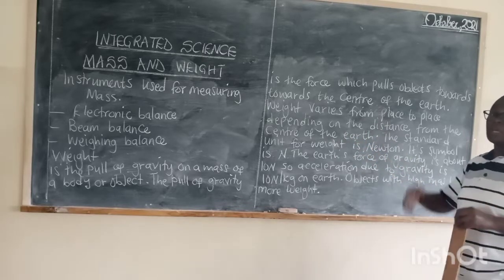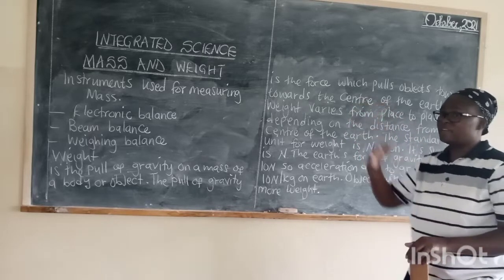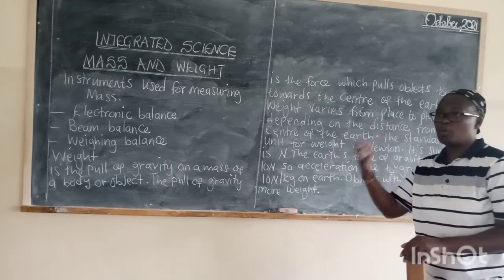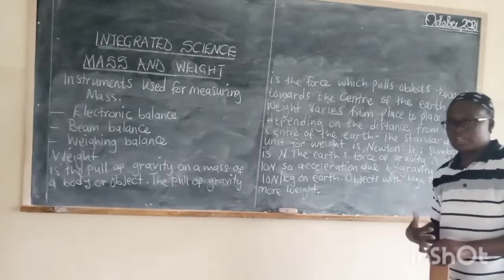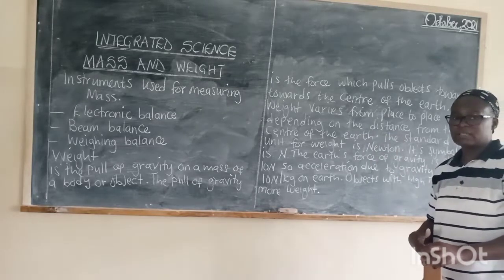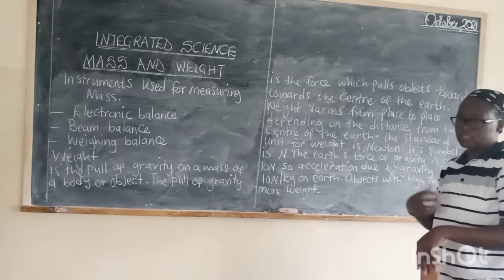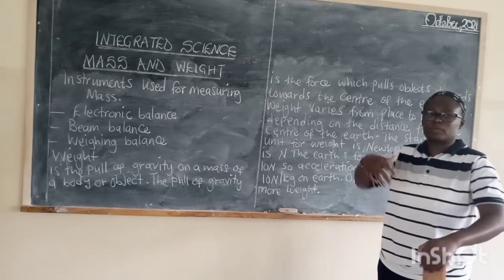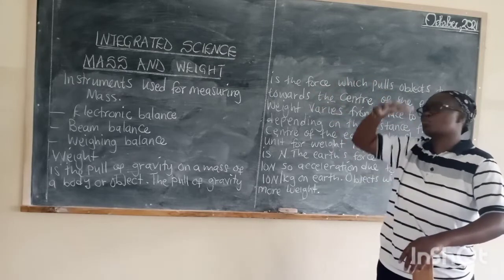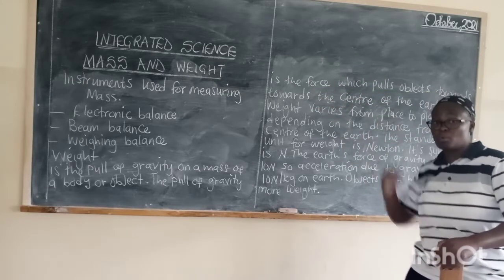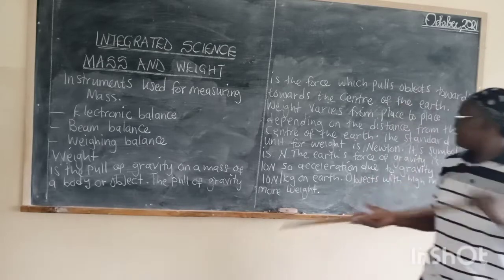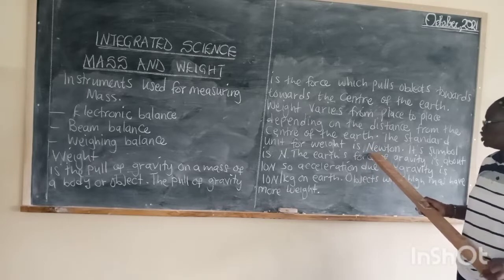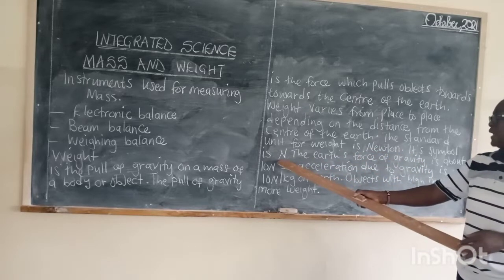Since we have said that the pull of gravity depends on whether this object or body is nearer to the earth's center or far away from the earth's center. Remember, the earth is where we step, and that's why as human beings we cannot fly or walk on the air, because of the pull of gravity. Very good. So the standard unit for weight is Newton, and its symbol is N.